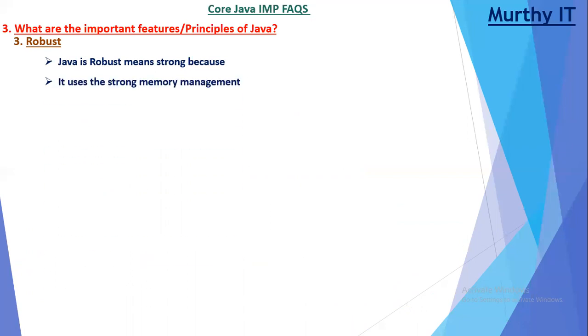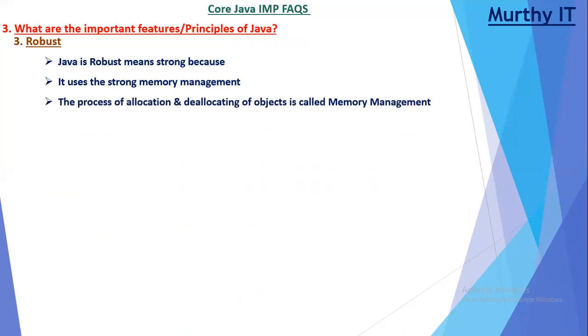What do you mean by strong memory management? Memory management is allocating or deallocating objects in the JVM. The process of allocating and deallocating the objects in the JVM is called memory management. This memory management happens automatically in the JVM. How? Because of garbage collection.